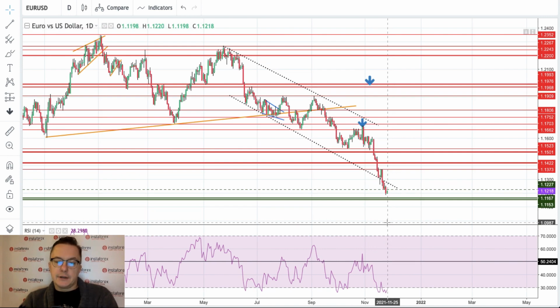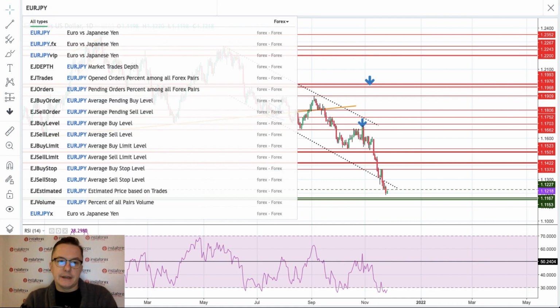If we accelerate faster and stronger to the downside, the next level below 1.1153 is 1.10. So that's the euro dollar. Very short analysis. Let's take a look at the euro to Japanese yen as well.